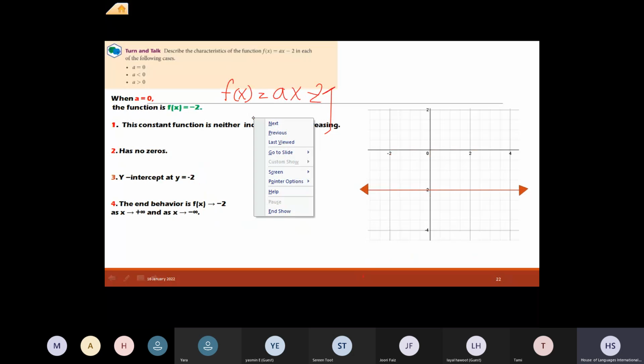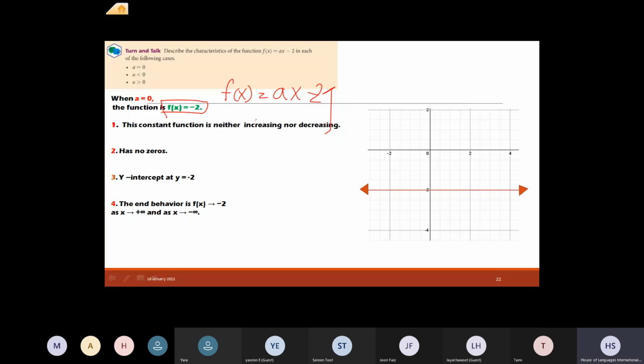For if a is 0, that means the slope is 0. The slope of 0, you will put 0 times x, 0. So f of x equals 0 minus 2. So f of x equals what? Negative 2. Is it clear? In this case, when the slope is 0, the function will be f of x equals negative 2.